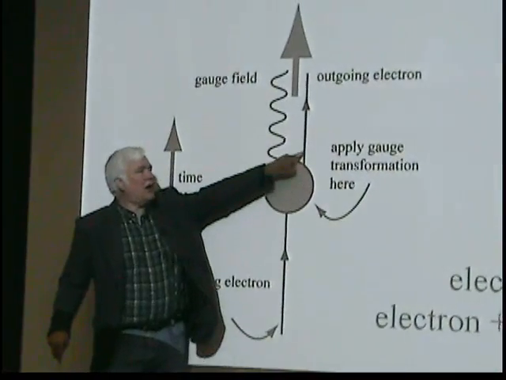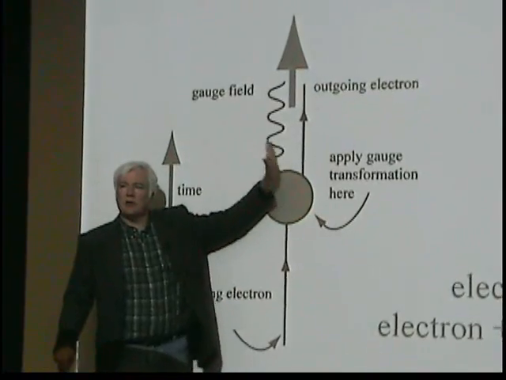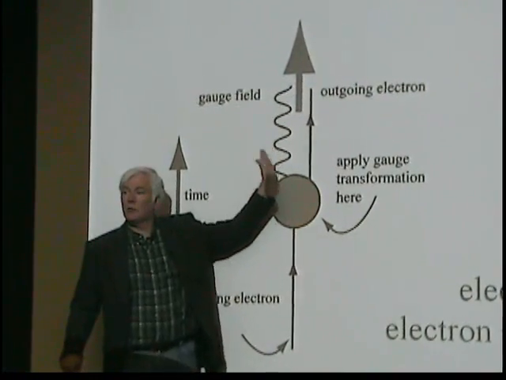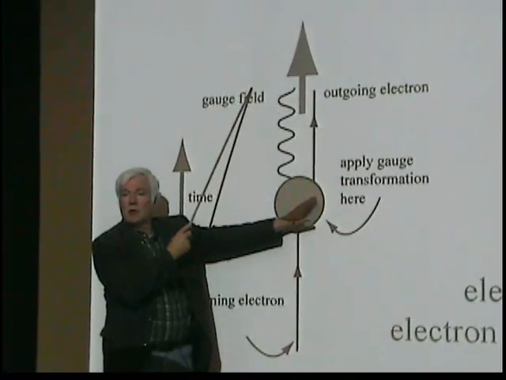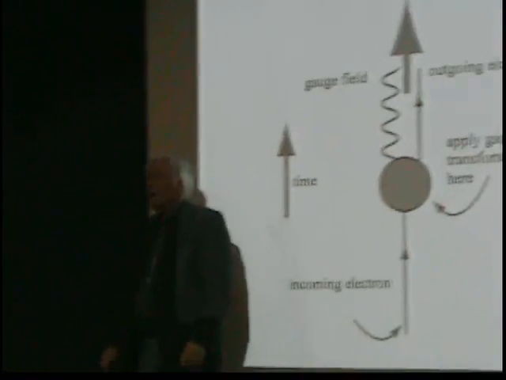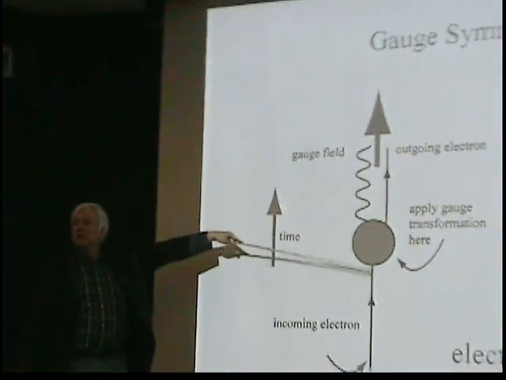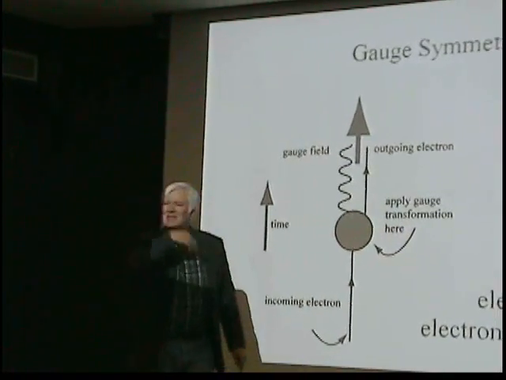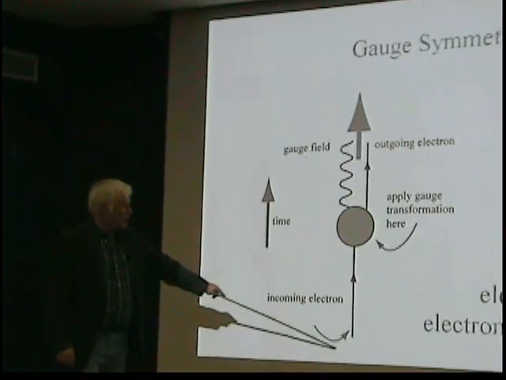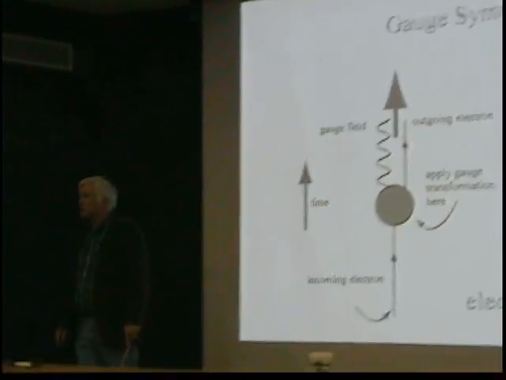So when we make this change in the wave function of the electron, we also turn on the gauge field. The gauge field is a wave with a frequency and a momentum, and the momentum is the sum of the two, and the energy is the sum of the two. So the symmetry principle is that an electron with some wavelength and some frequency, with a gauge field moving right on top of it, is indistinguishable from an electron with a different momentum and energy and no gauge field on top of it.